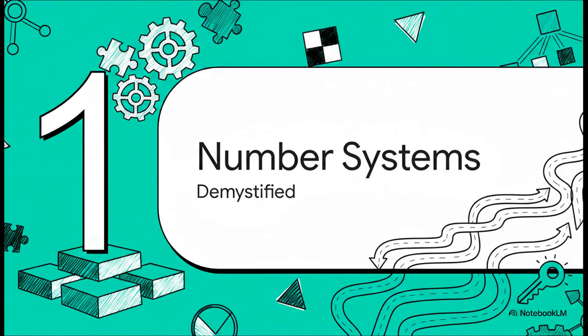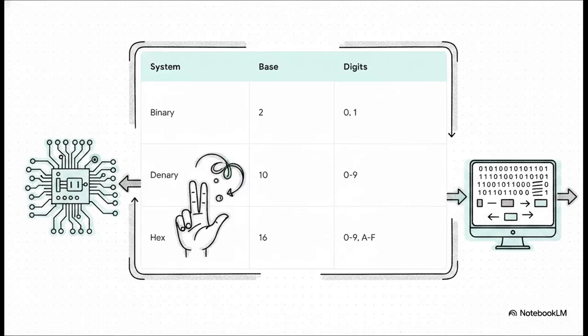Section 1, Number Systems Demystified. Grasping the differences between these foundational building blocks is absolutely crucial. Grasp this, and the rest is just following patterns. So there are 3 main languages of computer science you need to know. First up, binary. It's base 2, using only the digits 0 and 1.